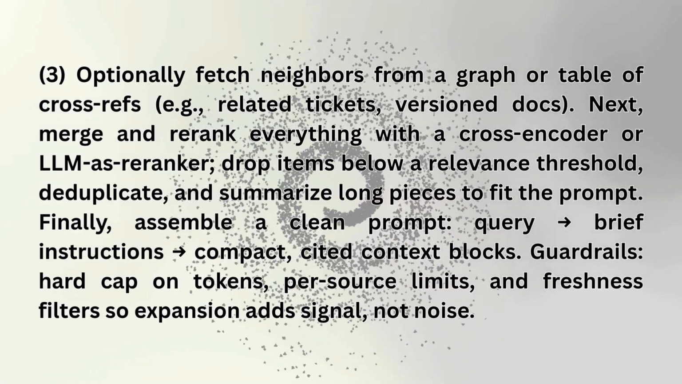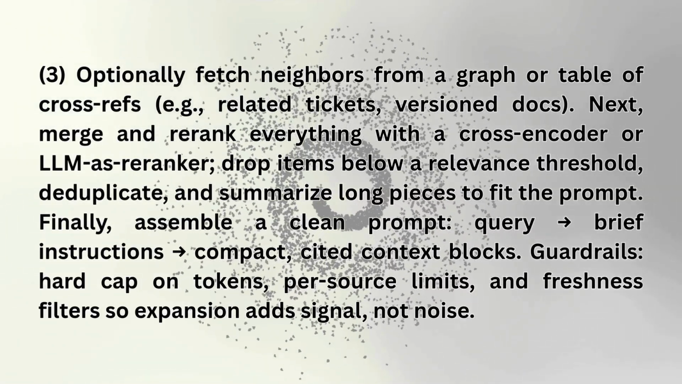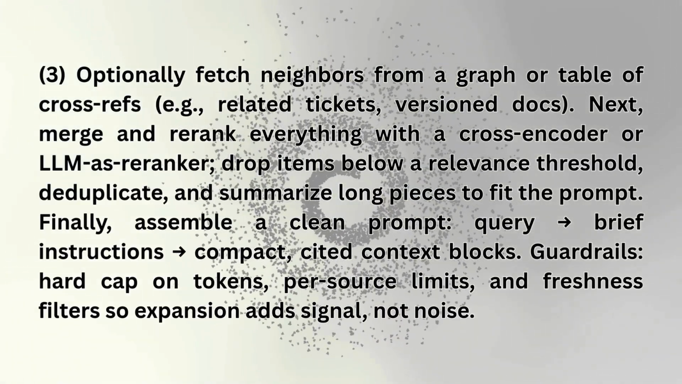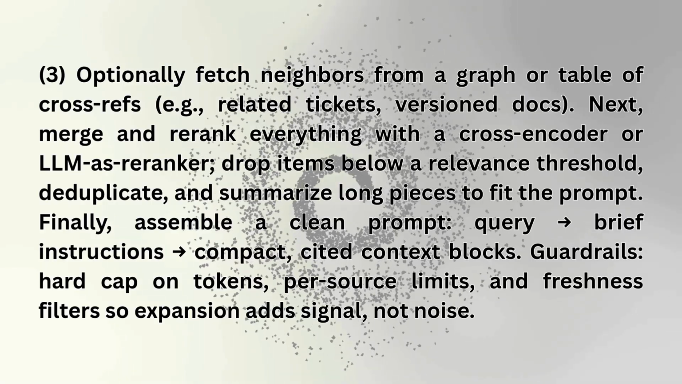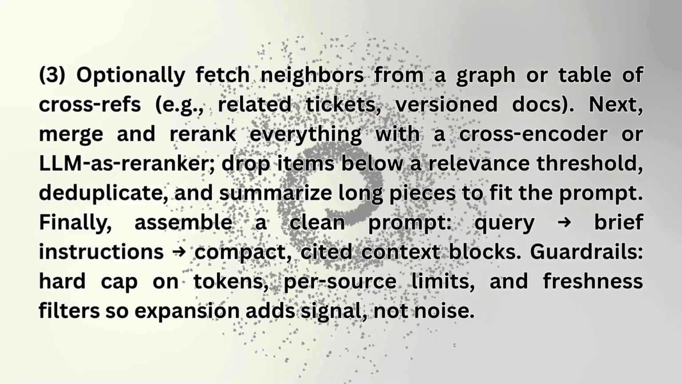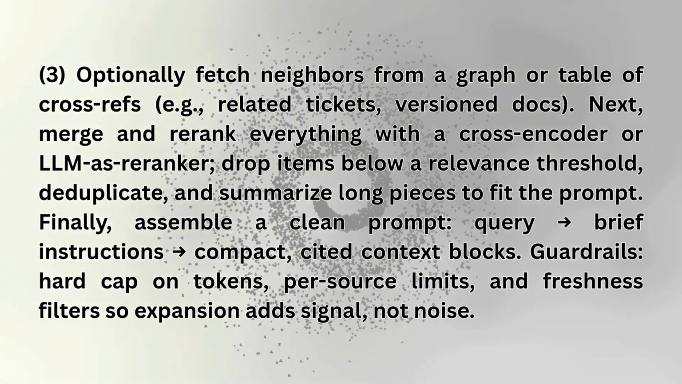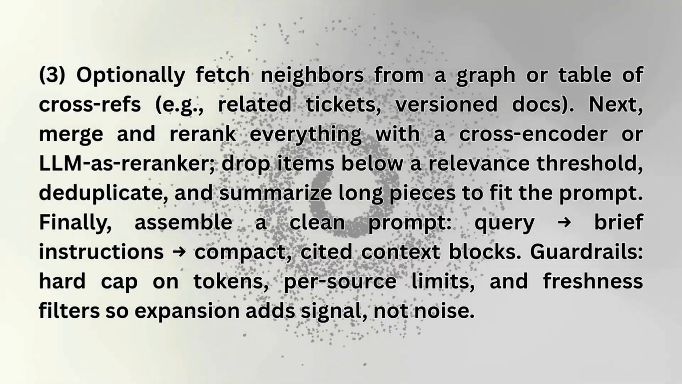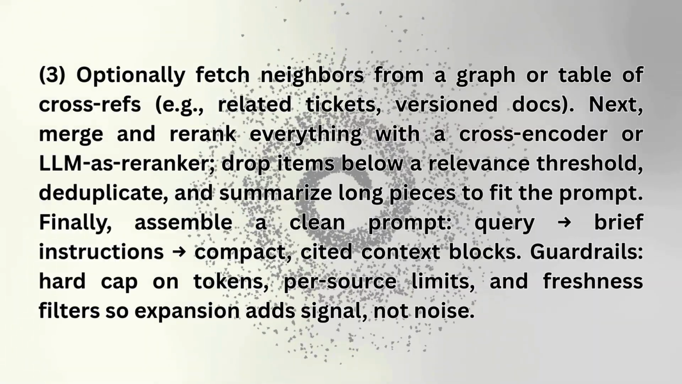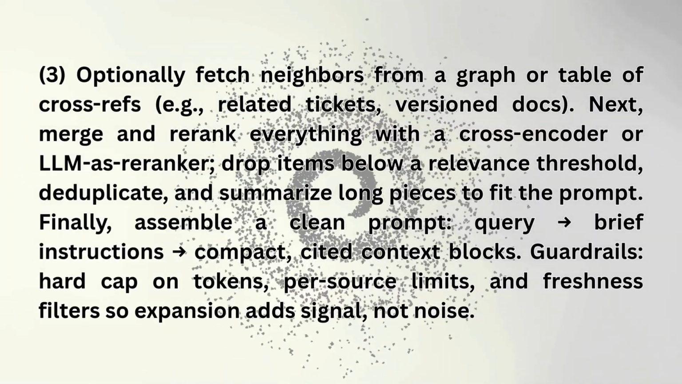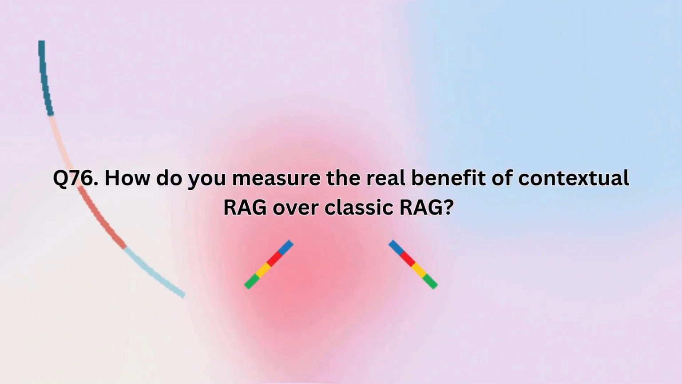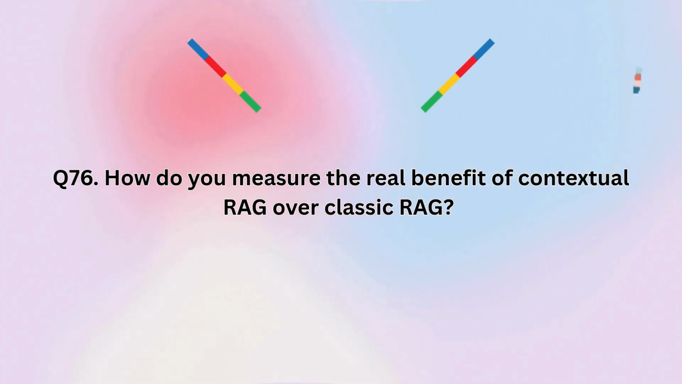Next, merge and re-rank everything with a cross-encoder or LLM as re-ranker. Drop items below a relevance threshold, deduplicate, and summarize long pieces to fit the prompt. Finally, assemble a clean prompt. Query, brief instructions, compact cited context blocks, guardrails, hard cap on tokens, per source limits, and freshness filters so expansion adds signal, not noise. How do you measure the real benefit of contextual RAG over classic RAG?